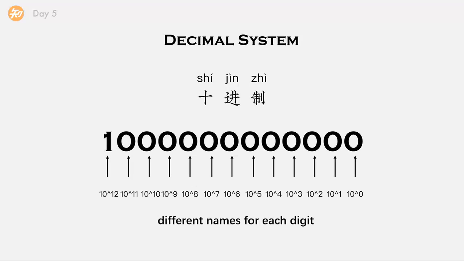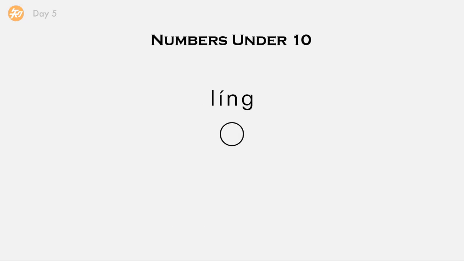To help you learn better about the numbers, we should have a basic background of how Chinese people count the numbers. Usually, we count them in a decimal way. That means we have different names for each digit, which we will discuss in this class. To start with, of course, we should learn the numbers under 10. Let's take a look at them one by one.